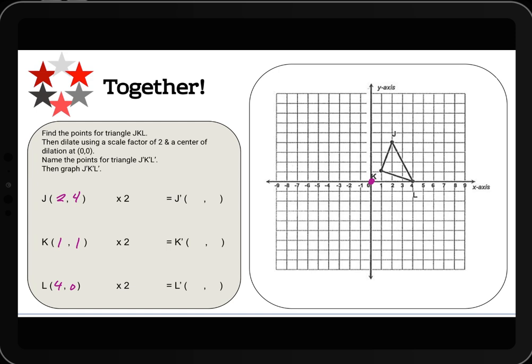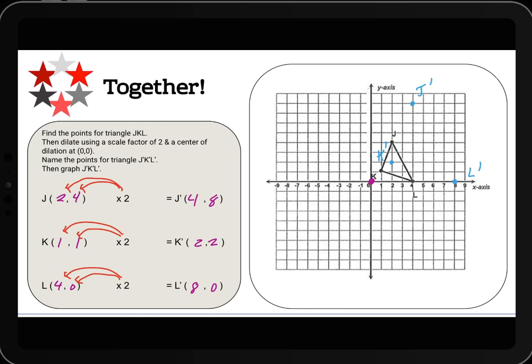So here we're going to multiply both the x and the y by 2. And that is true for every pre-image coordinate. This will result in the new coordinates of our image. So for example, here I get 4, 8, which is located right here. That'll be our J prime. Here I get 2, 2. So that's going to be located here. That's our K prime. And then here I get 8, 0, and that is going to be my L prime.